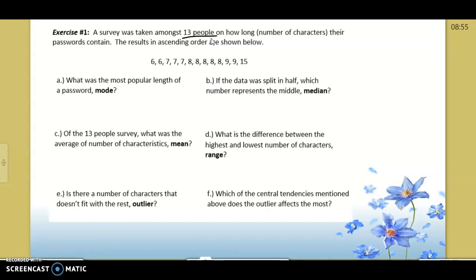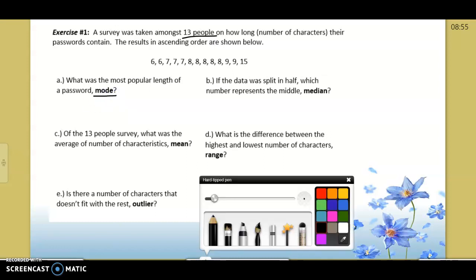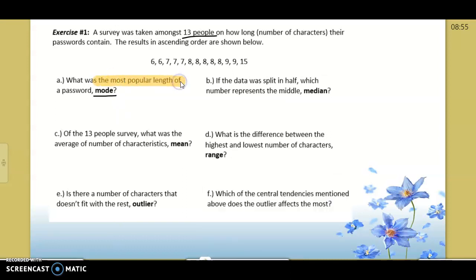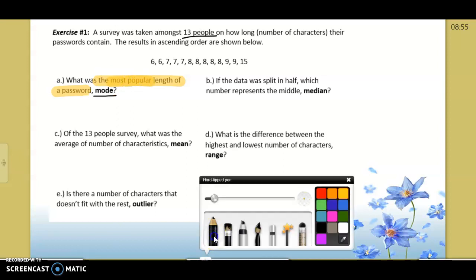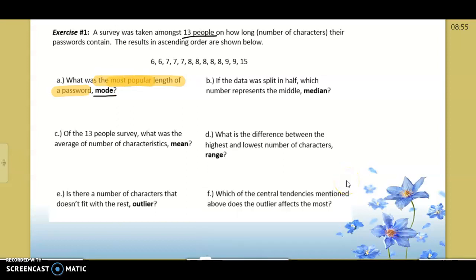With letter A, we're going to ask you what the most popular length of a password was, also known as the mode. So again, I'm giving you the definition right in here. The most popular length of a password. The most popular is the real key here, and that would be simply the one we see the most. And we see 8, 1, 2, 3, 4, 5 times. So 8 is the most popular, okay?